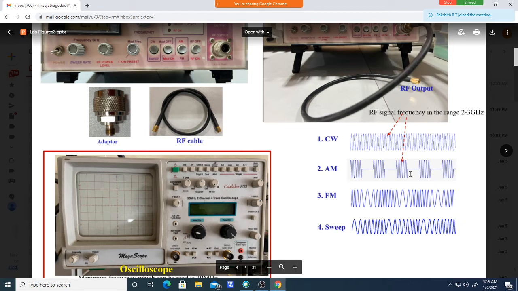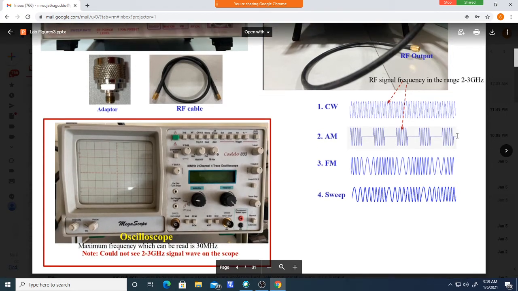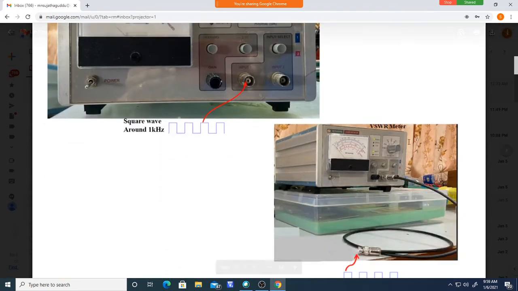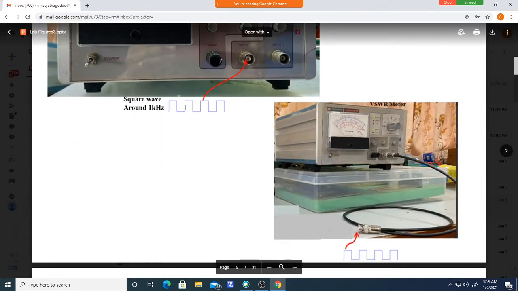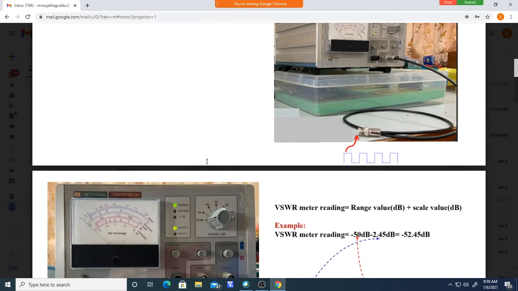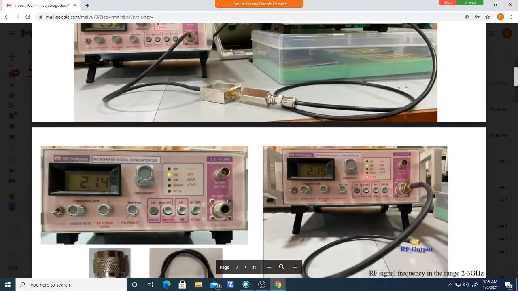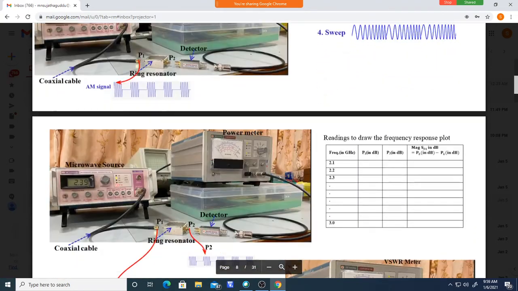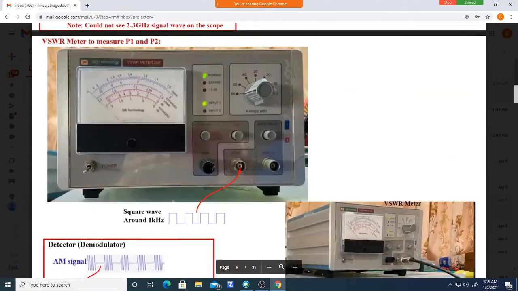And this one we are demodulating. We will take this and demodulate it. Demodulation means we will get a square wave, like this, after demodulation. That is called a detector, a diode detector. Have you heard of detectors?